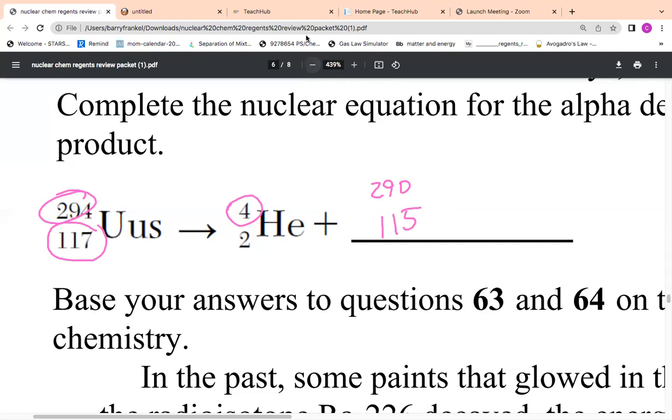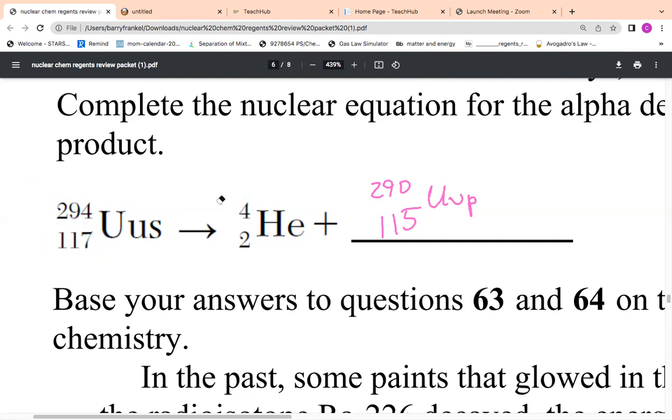So right here, I'm going to add in my new element, U-U-P. The second U should be lowercase. Let me rewrite that. Alrighty. So this would be our final equation.